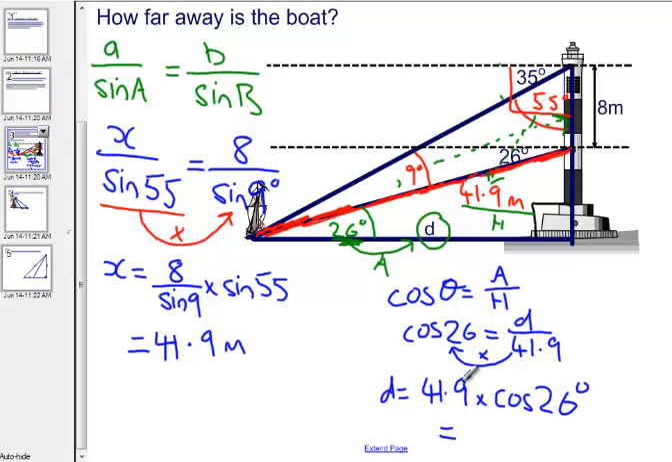Grabbing our calculator, quickly doing that. 41.9 multiplied by cos of 26, and that leaves us with pretty much 37.7. And then you would go on to say something about the boat being 37.7 meters away from the lighthouse.